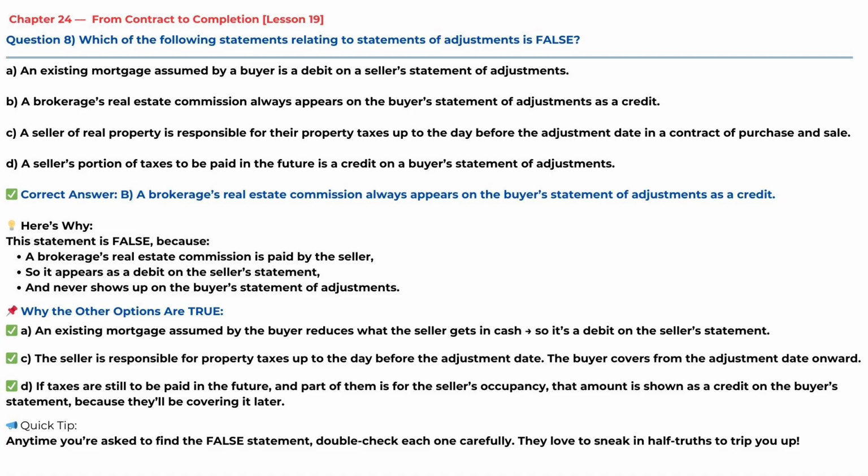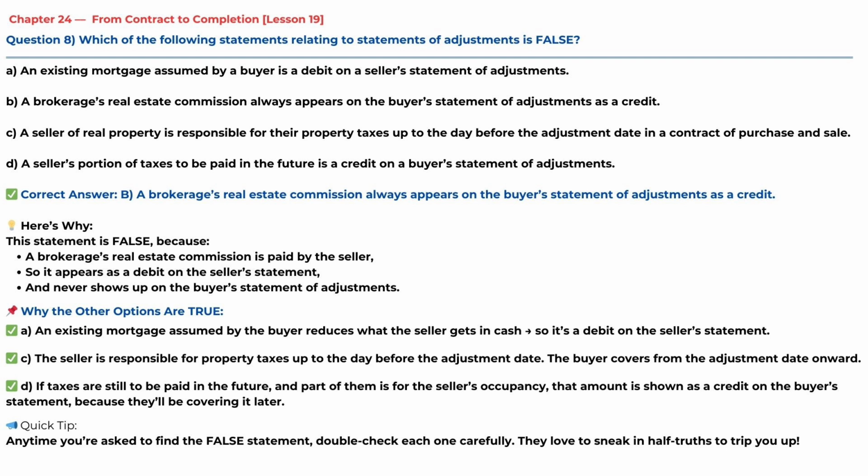Why the other options are true. A. An existing mortgage assumed by the buyer reduces what the seller gets in cash. Correct, so it's a debit on the seller's statement. C. The seller is responsible for property taxes up to the day before the adjustment date. The buyer covers from the adjustment date onward.